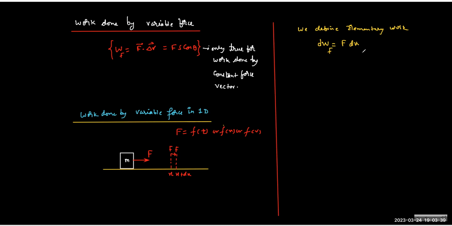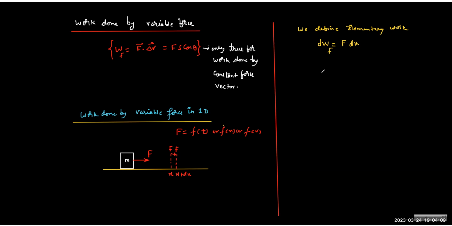Now, why is this so? Because F is not a variable when the displacement is very small. So we are using the above definition, but instead of writing the full work, we are writing the elementary work, because for elementary displacement, every force can be treated as a constant force. Is this clear? Yes.